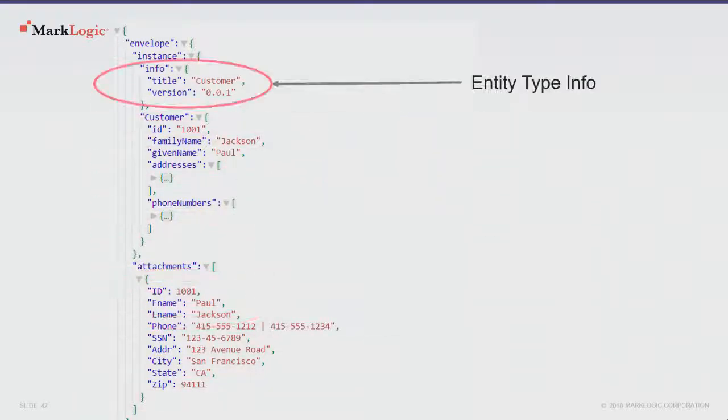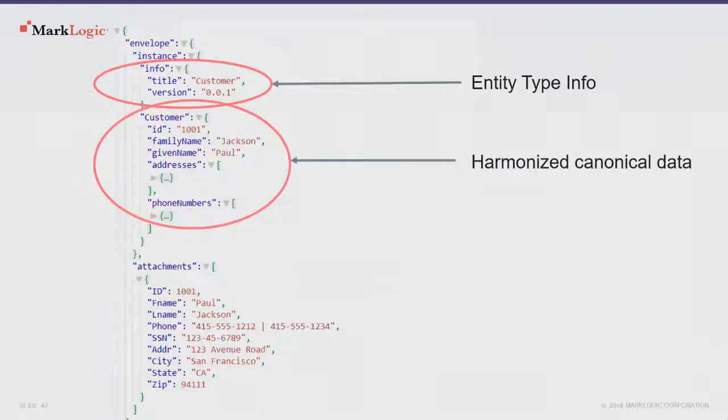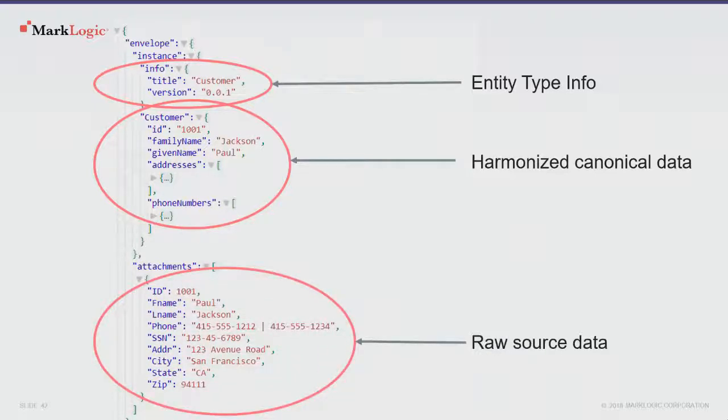So here's what that looks like. Here's an envelope document in JSON with the entity type info at the top. So that's metadata about that entity type, about customers. Then the harmonized canonical data and the raw source data, because you always want to have that raw source data available to you. Okay, and that's all I'm going to say in this particular session about data harmonization.